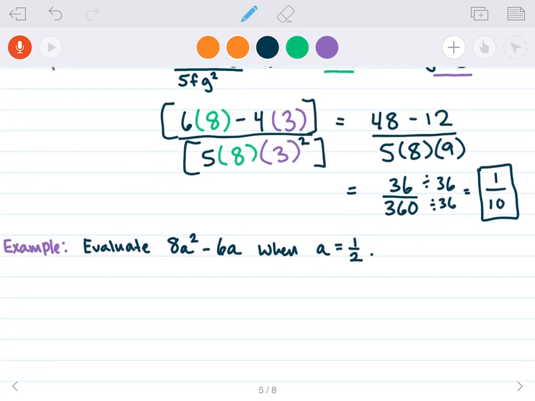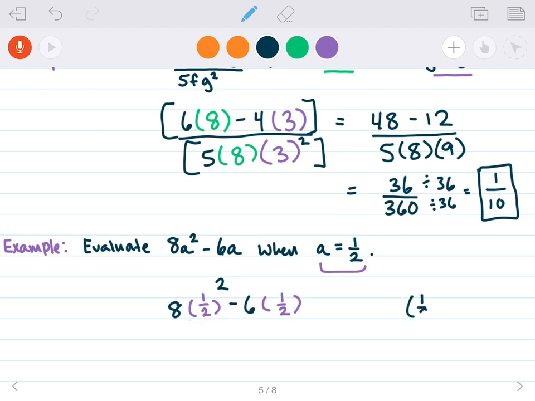We want to evaluate this expression when a is equal to 1/2. Okay, so anywhere I see an a, I'm going to just put an open parenthesis, squared minus 6, parenthesis, and I'm replacing 1/2 in there. Anywhere I see an a, I'm replacing it with 1/2. All right, so PEMDAS says, hey, I need to take care of this exponent first.